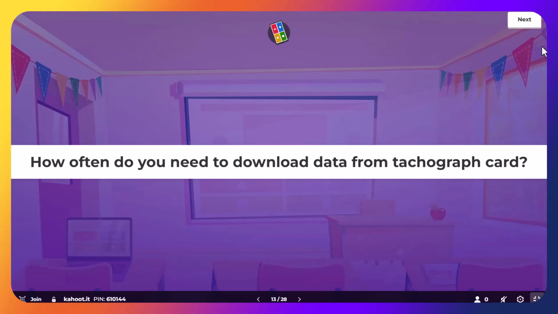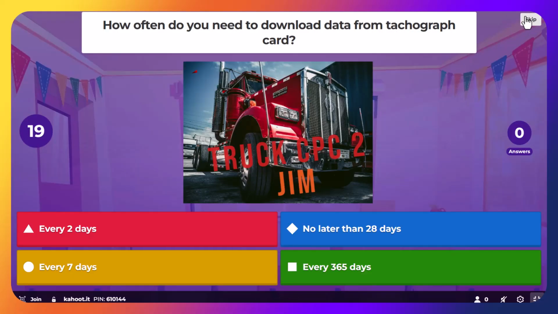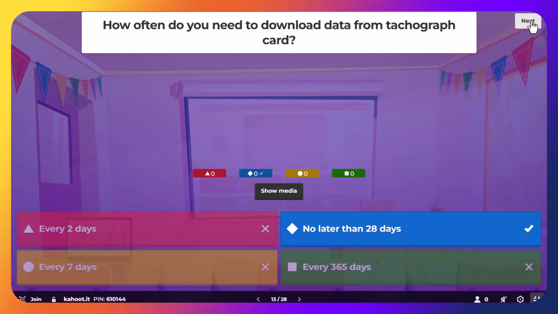How often do you need to download the data from the tachograph card? It is not 21 days, guys. That changed back in 2017. Even though the RSA paperwork and website only changed in 2022 after me complaining and sending many, many emails. Even on the tachograph card now, the printed documentation that comes with the card still says 21 days. But as we all know, it's not later than 28 days. That changed back in 2017.